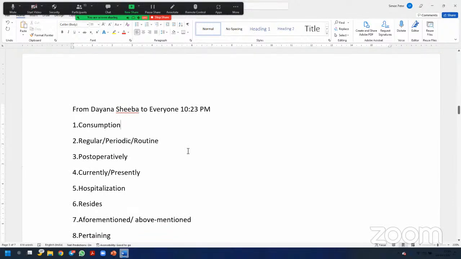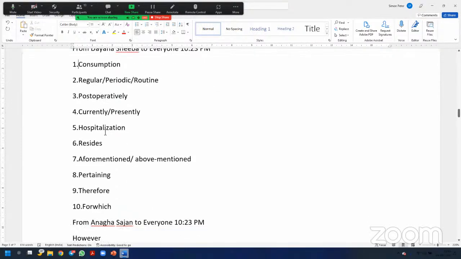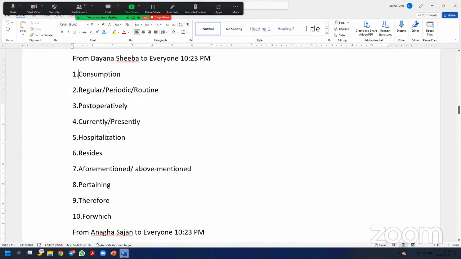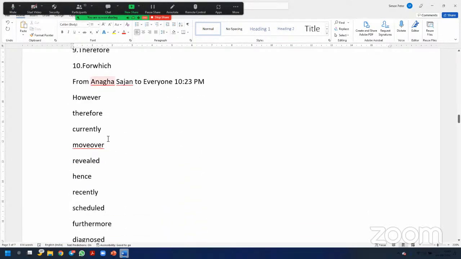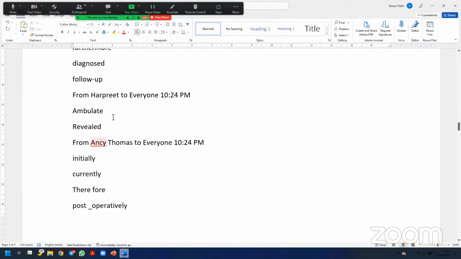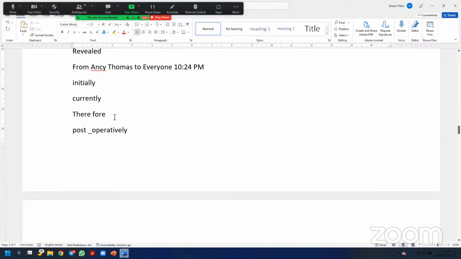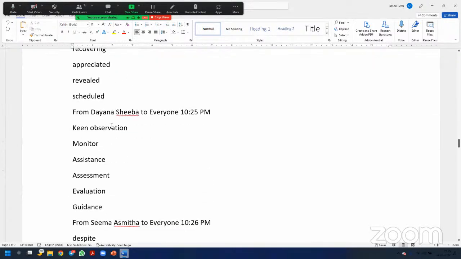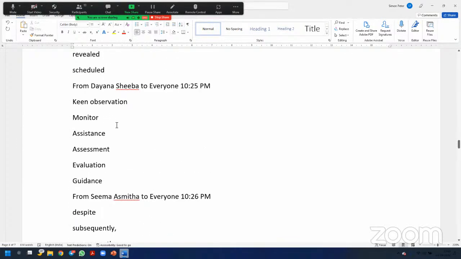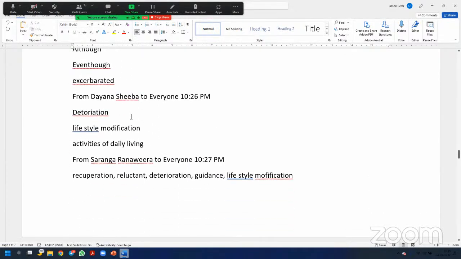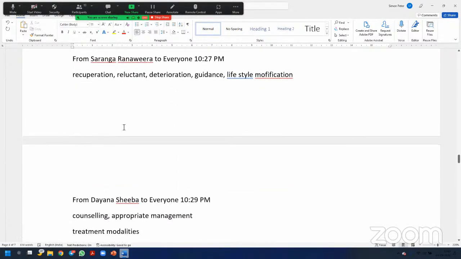Right. Now let us take one sentence. One word now. So Diana Shiva has written 10 words at a time. Very good. Then Anaga Sajan has written a number of words and posted. Ansi Thomas. Okay. Next. Diana Shiva. Seema Smita. Okay, fine.